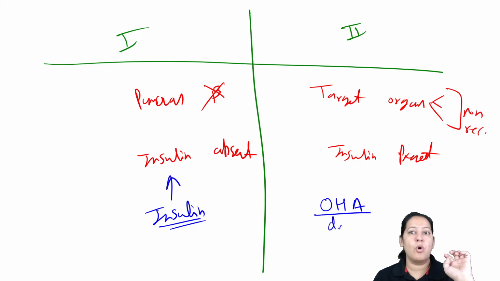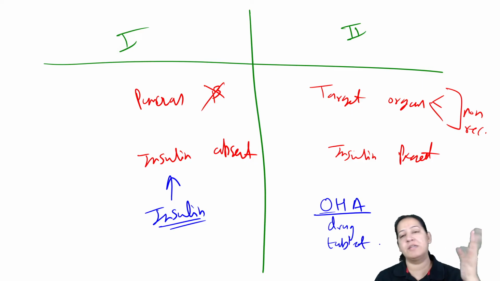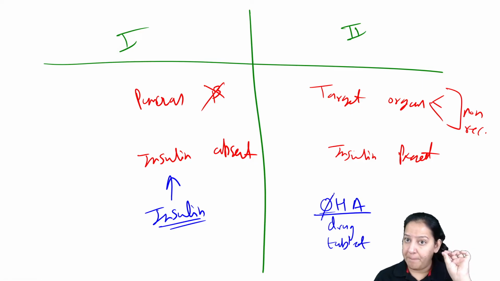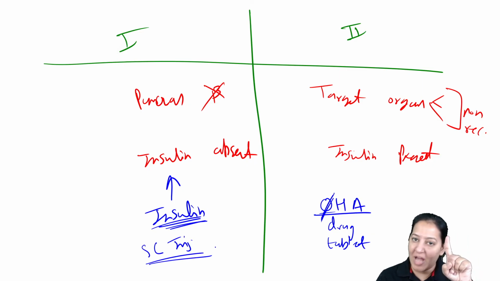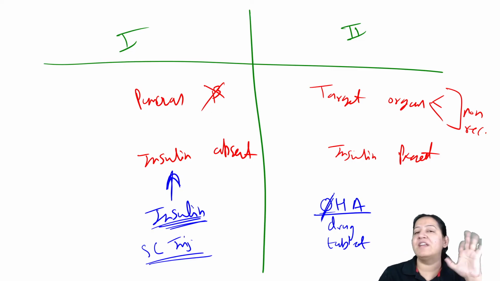These are oral drugs, in the form of tablets or capsules. The point is, insulin is not oral. It is injectable. Insulin always comes in the form of a subcutaneous injection. There is no tablet for insulin. Insulin comes only as an injection. So here in treatment you have to give insulin injection.